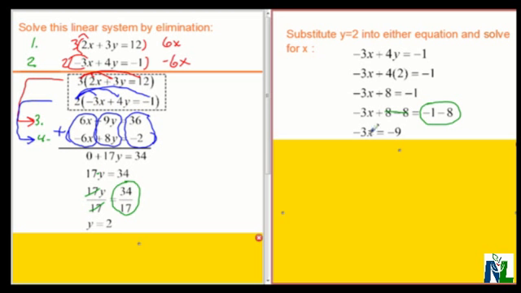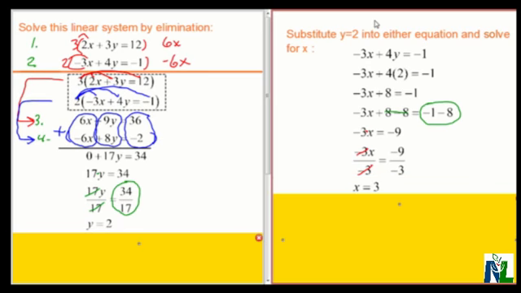Now, negative 3x means negative 3 times x. So to get x by itself on the left-hand side, I've got to divide the left-hand side by negative 3. But if I divide the left-hand side by negative 3, then I must also divide the right-hand side by negative 3. Negative 3 divided by negative 3 is 1. And I'll have 1 times x on the left-hand side, which is just x. And negative 9 divided by negative 3 is 3. In other words, a negative divided by a negative gives me a positive. So I get x equals 3.